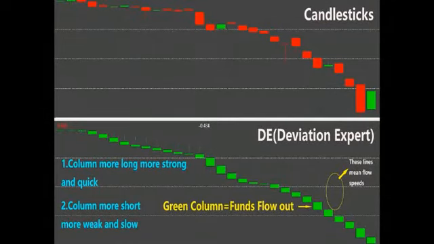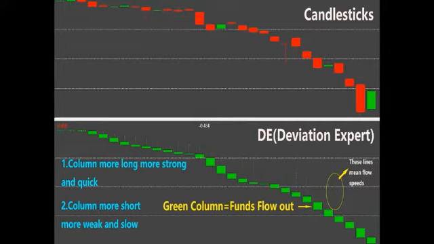Now we see this. Can you see the top is the candlestick and the bottom is the Deviation Expert? Can you see so many green bars here, right? When you see green, just like what I said, the green one means the funds start to flow out. About this green bar, we also have some more advanced tips. The first one is when the bar becomes longer and stronger, that means the flow out power is stronger and quicker. The second is when the bar becomes shorter and shorter, it means this flow out power is weaker and slower. This is for the green bar.